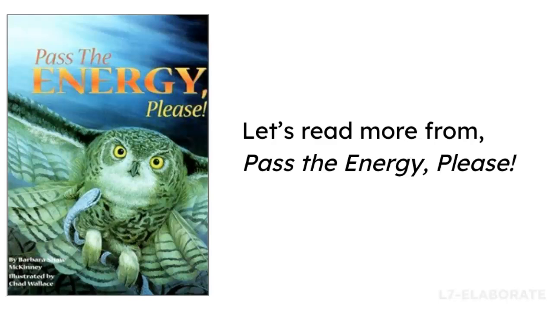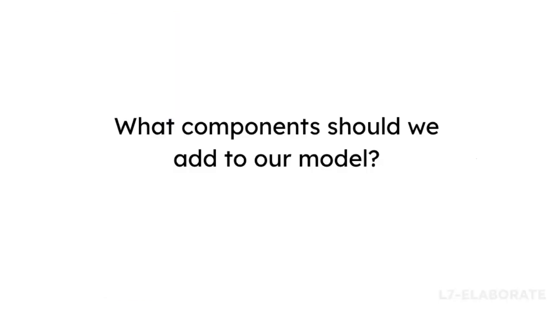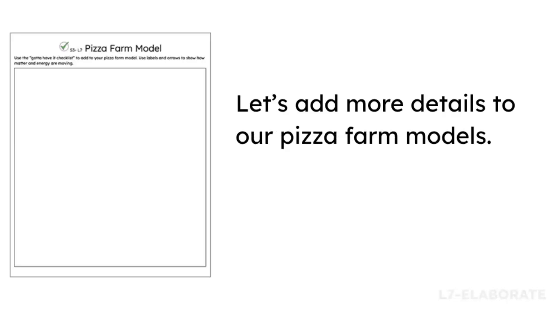For the Elaborate portion, you'll finish Pass the Energy Please using the Read Aloud guide. You'll ask students what components they should add to their pizza farm models. You'll make a Gotta Have It checklist for students to use for revisions. You'll have students add to their pizza farm models and labeled explanations on the Pizza Farm Model Student Journal page.